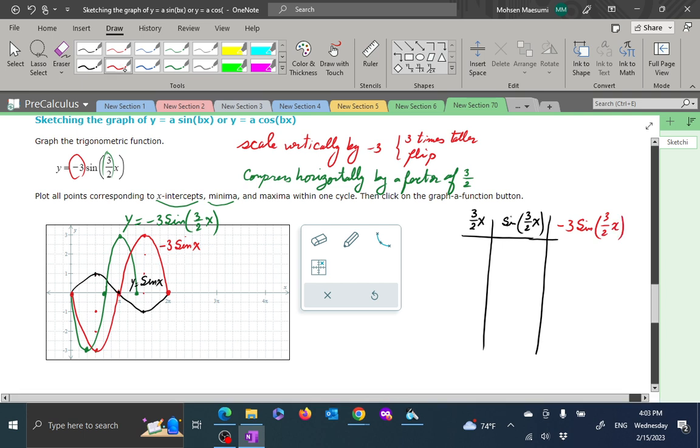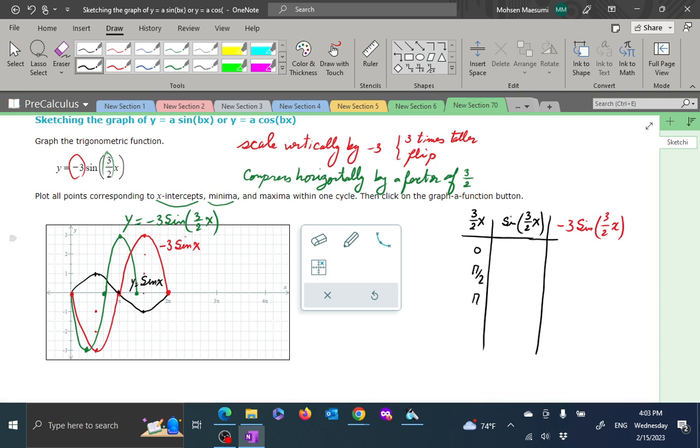Is that right? So now we say if 3/2 x are comfortable angles, 0, pi over 2, pi, 3 pi over 2, 2 pi, calculating the sine of that, we have done it 1,000 times by now, it's these comfortable numbers. If you multiply it by minus 3, it's going to be 0, minus 3, 0, plus 3, and 0.